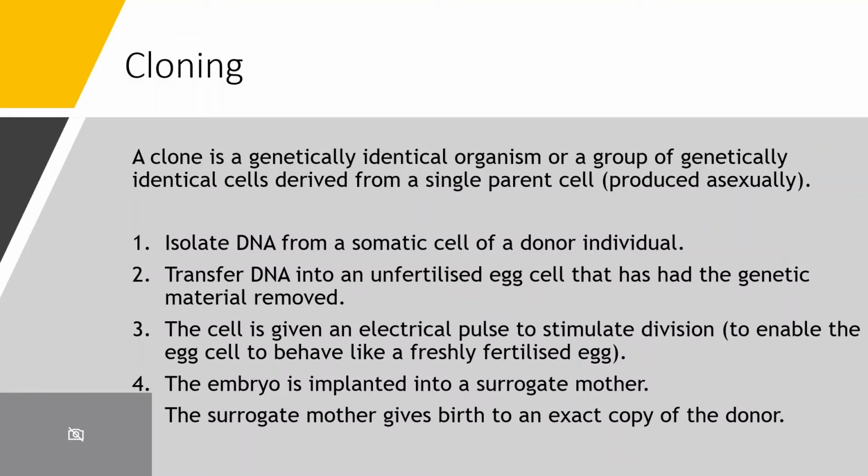So the steps for cloning are very similar to what we've been through with transgenic organisms, but the first step is to isolate DNA from a somatic cell of a donor individual. So isolating DNA from a cell other than a sperm or an egg. Then we transfer that DNA into an unfertilized egg cell that has had the genetic material removed. That cell is given an electric pulse to stimulate division, and then that embryo is implanted into a surrogate mother, and the surrogate mother gives birth to an exact copy of that donor individual.